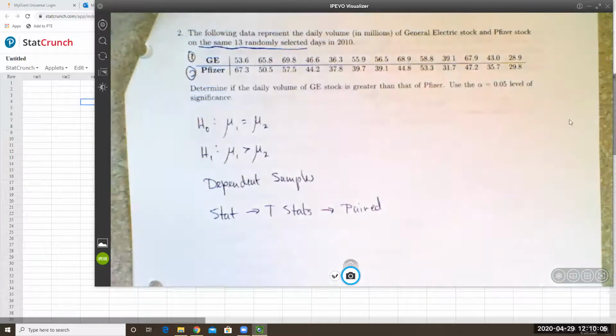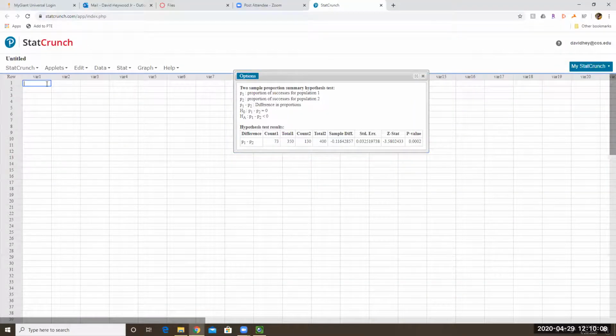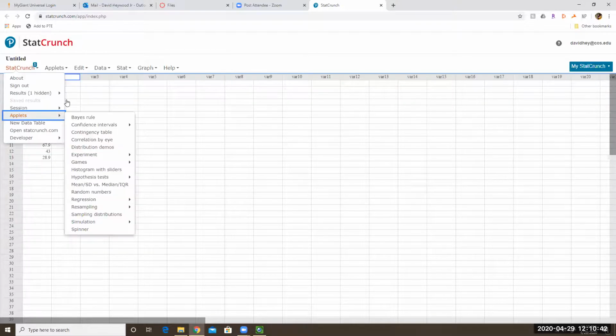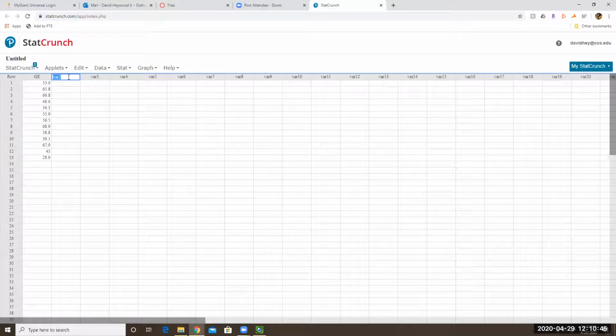Okay, so let's go into StatCrunch and enter those data. Okay. Oh, goodness gracious. And then Pfizer.